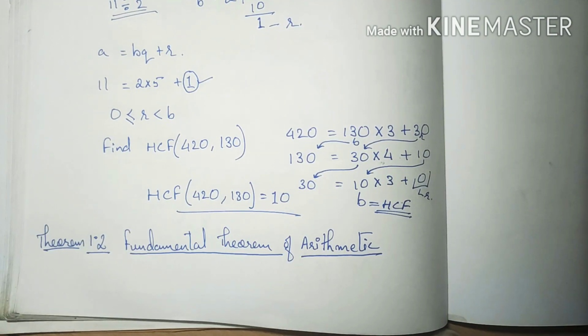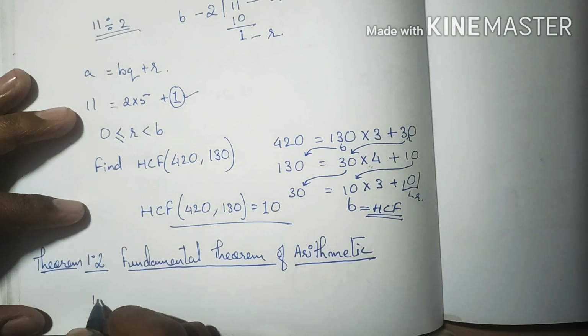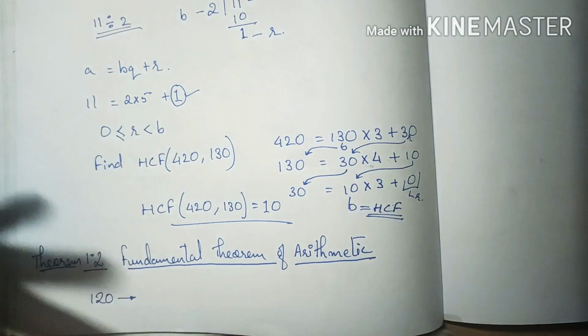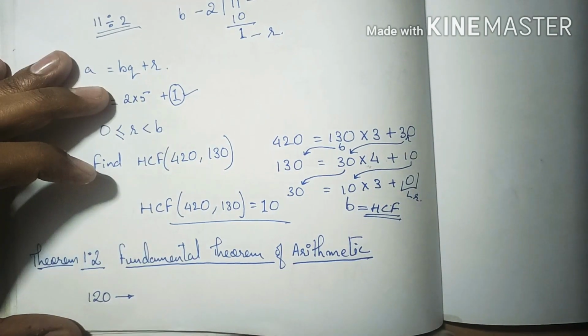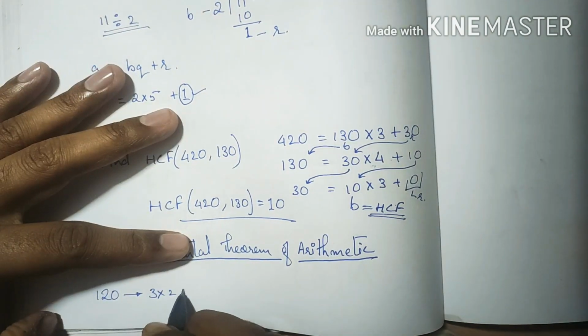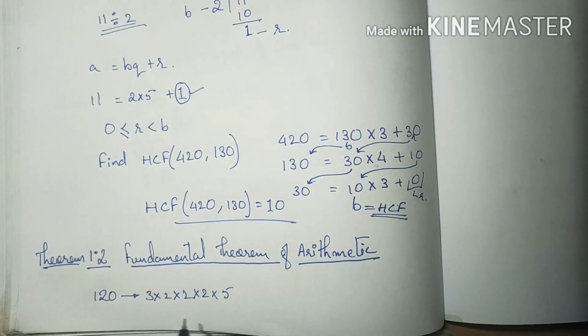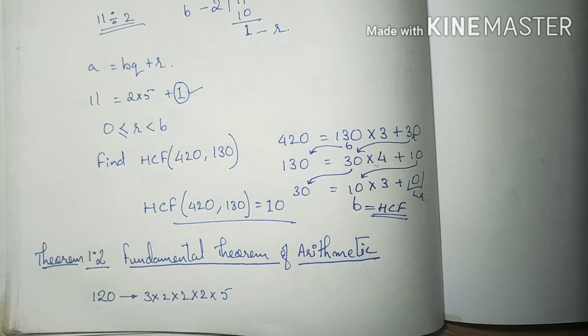So the next topic is theorem 1.2, the fundamental theorem of arithmetic. It is nothing but prime factorization. Like when we say 120, any number like 120 can be written in its prime factor form, and those factors will be prime numbers. Okay, so prime factorization, like we can write this as 3 into 2 into 2 into 2 into 5. So irrespective of the order of the prime numbers, we can write any number in its prime factor form. That is a basic theorem, we all know it.